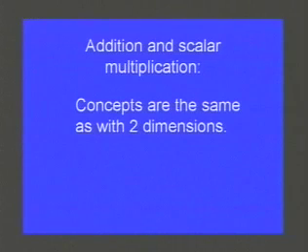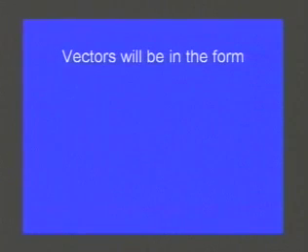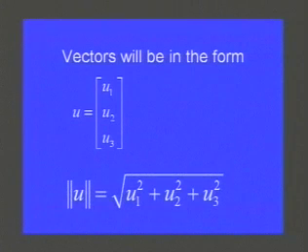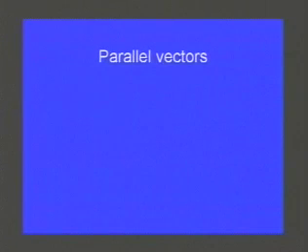Now, as far as addition and scalar multiplication, you may just want to look back at 2 dimensions and take a look at those. The concepts are exactly the same as far as addition and scalar multiplication. Vectors are now going to be in the form u1, u2, u3, because I have to have a z component there. So I'll have 3 values in the brackets. The length of u, or the norm of u, or the magnitude of u, whatever notation, whatever terminology you want to use, is going to equal the square root of u1 squared plus u2 squared plus u3 squared. Okay, so not just u1 squared plus u2 squared anymore. I've got to throw in u3 squared.